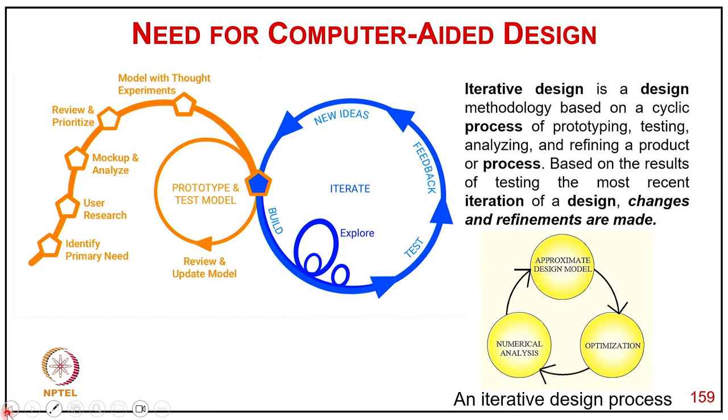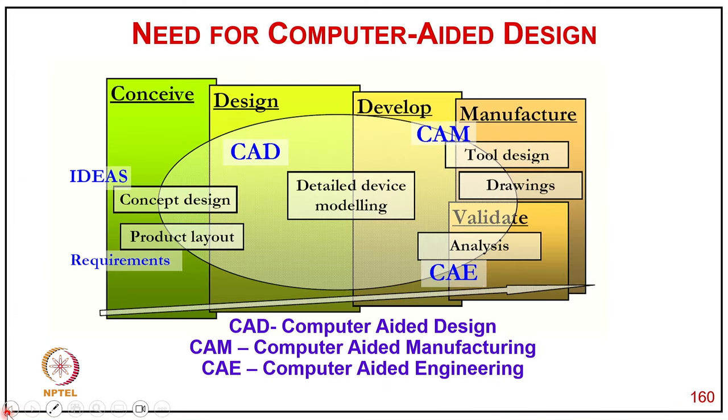So typically you can say the need for computer design is this: iterative design is a design methodology based on a cyclic process of prototyping, testing, analyzing, and refining a product or process based on the result of testing the most recent iteration, with design changes and refinement made. This design process is approximate design from a model, then optimization, then numerical analysis. Once we finalize, then only we go for numerical analysis, as you can see in the typical flow chart.